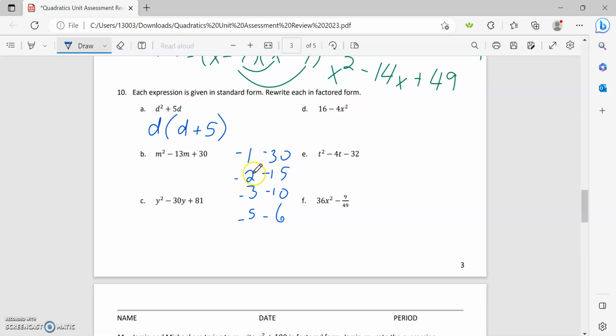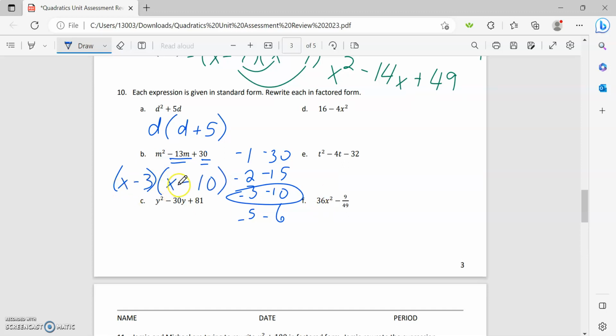Negative 2 minus 15, that's negative 17. Negative 3 minus 10, there we go. There is our winner. That gives us negative 13, but when multiplied together gives us 30. So 2 numbers that multiply to the last number that also add together to the second number. So when I do that, I'm saying negative 3 and negative 10. So x, let me redraw that. Negative 3 and negative 10.